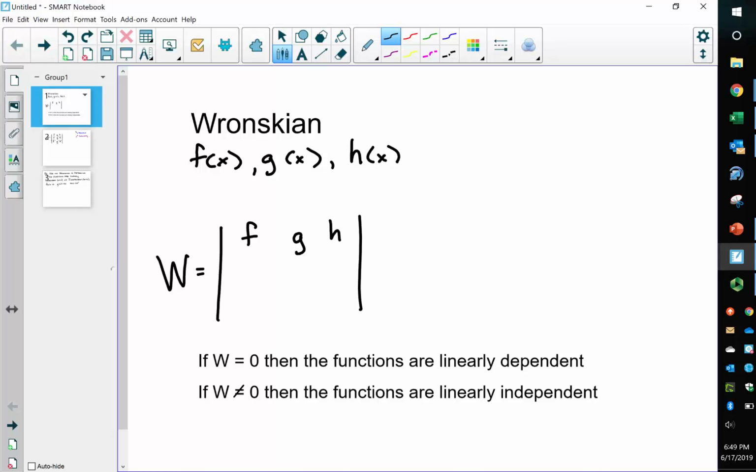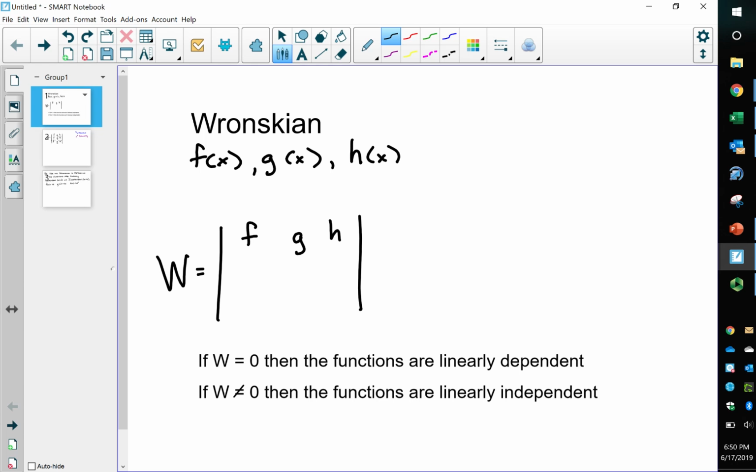Okay, in this video we're going to be talking about using the Wronskian value to determine if functions are independent or dependent. So the Wronskian itself, if we're talking about three distinct functions, let's say f of x, g of x, and h of x, can be set up as a 3 by 3 matrix that we'll find the determinant of. So row 1 are the functions themselves.